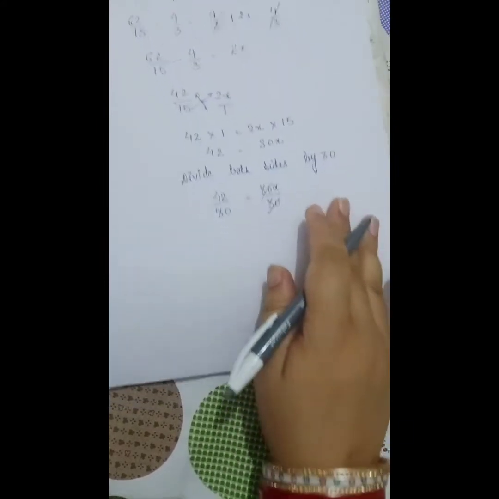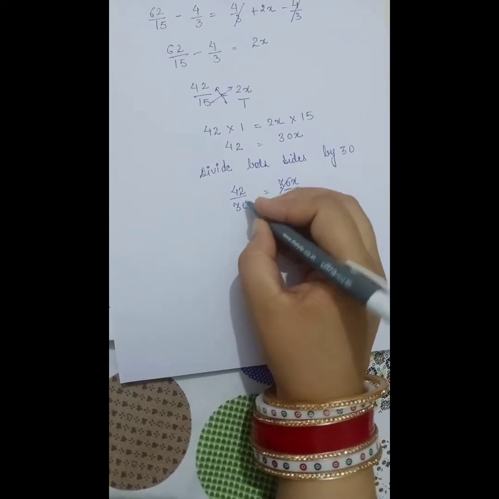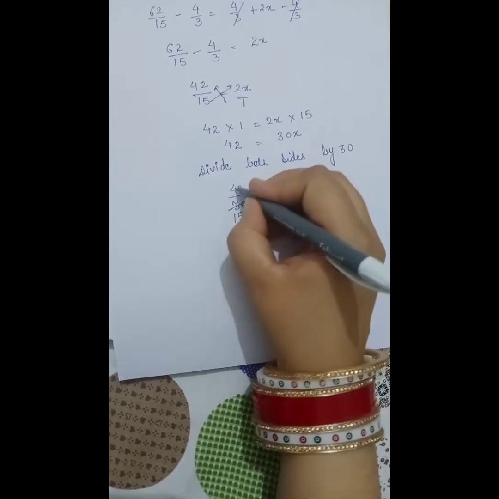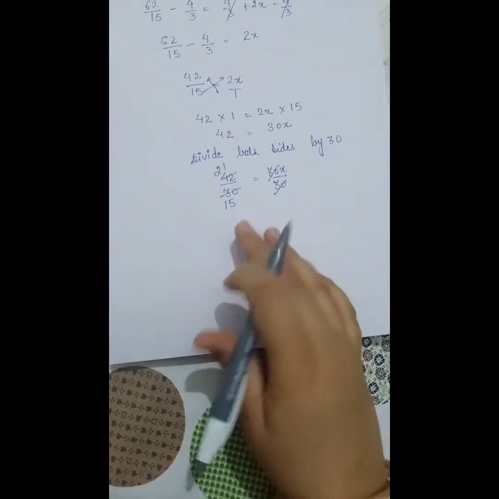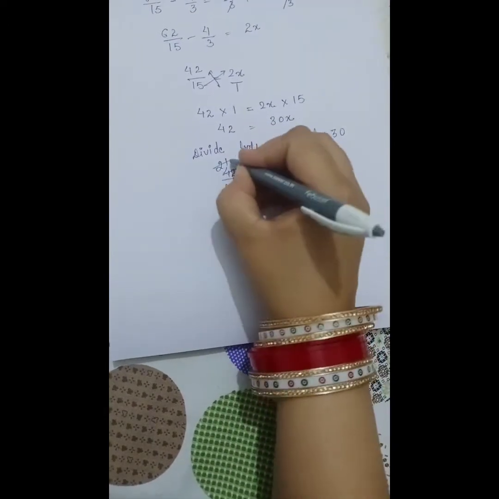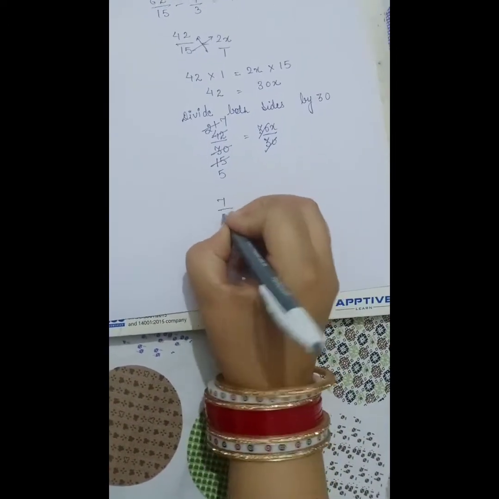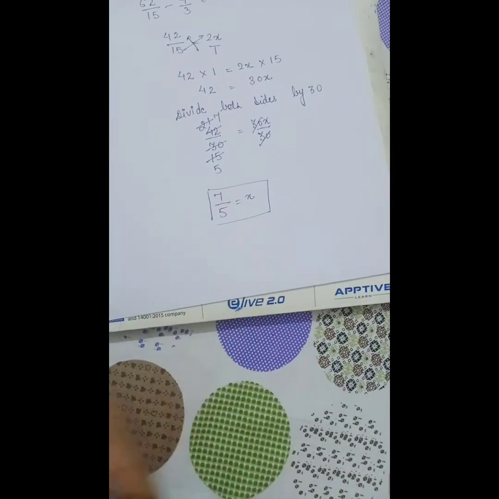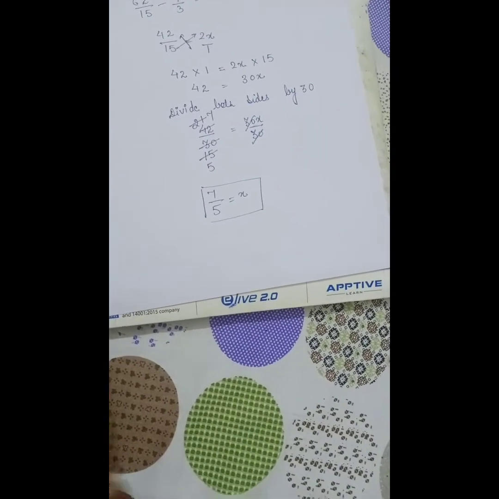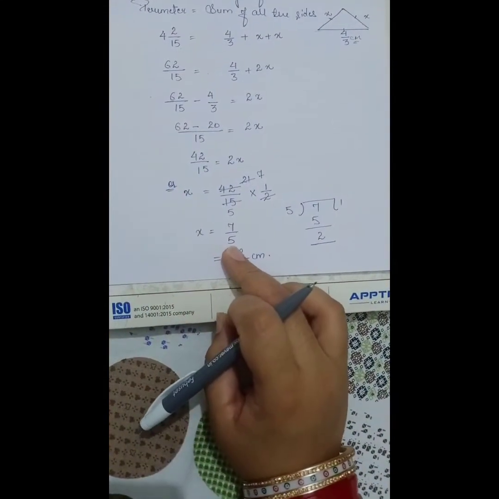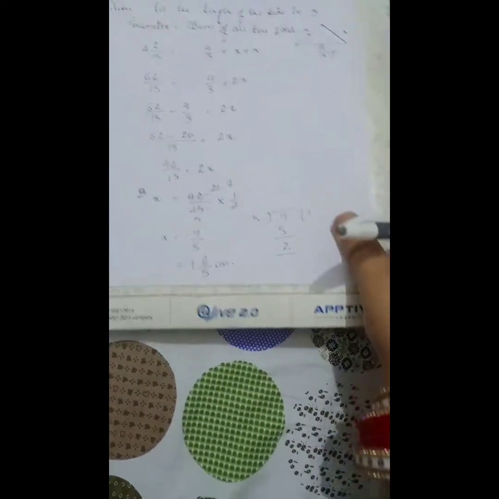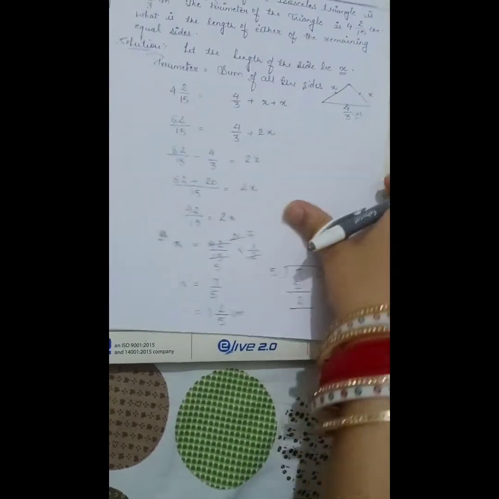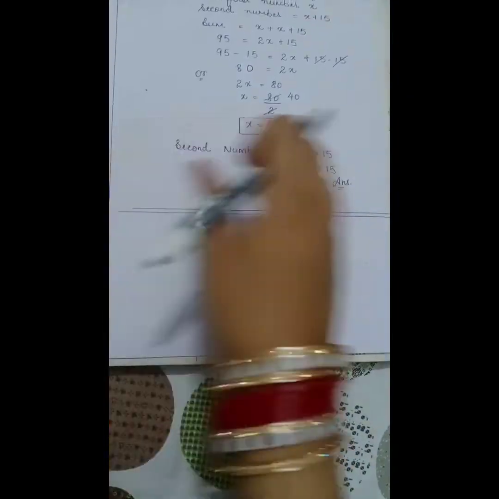This 30 cancels. Cancel out these numbers also. 2 1s are 2, 2 5s are 10, 2 2s are 4, 2 1s are 2. 3 5s are 15, 3 7s are 21. 7 upon 5 is equal to x. This means your x is equal to 7 upon 5 centimeter. So this is your answer. So if one side is 7 by 5 centimeter, then obviously the other one is also 7 by 5.